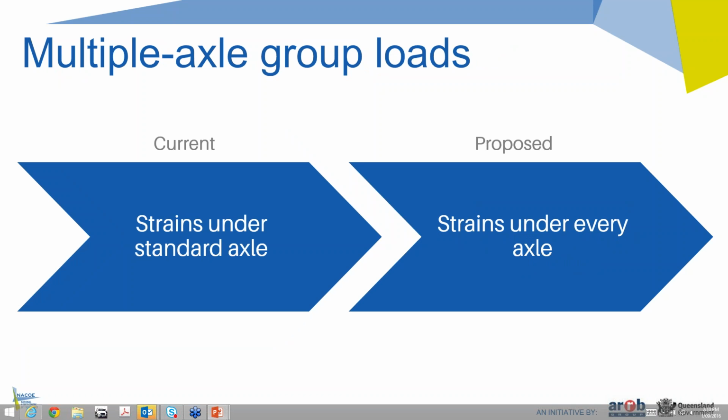And the fourth and final main change in the technical note is a new approach to considering multiple axle group loads. In the current pavement design method, traffic loads are converted to standard axles, and pavement modelling is then based on the strains under a standard axle. In the improved method, the conversion to standard axles is not required, and strains will then be calculated under every axle in the traffic load distribution. I will explain that aspect in more detail in part 2 of the webinar tomorrow.